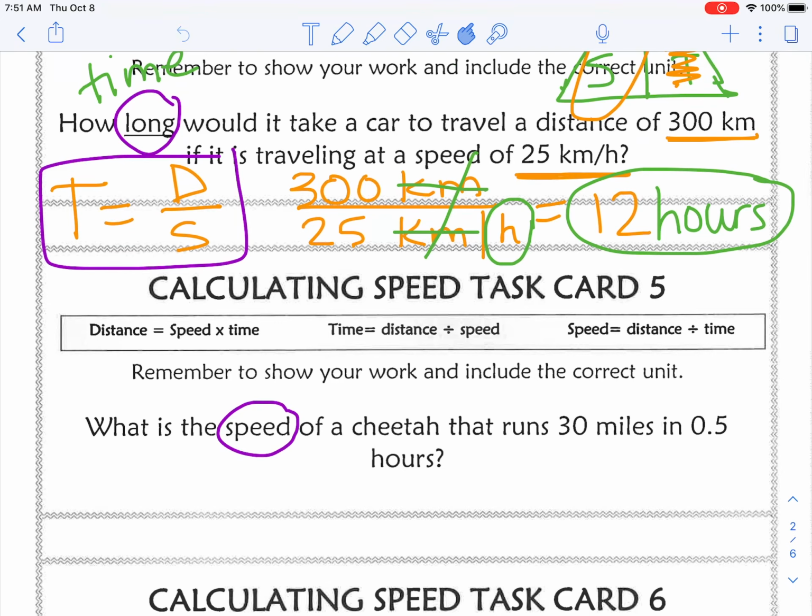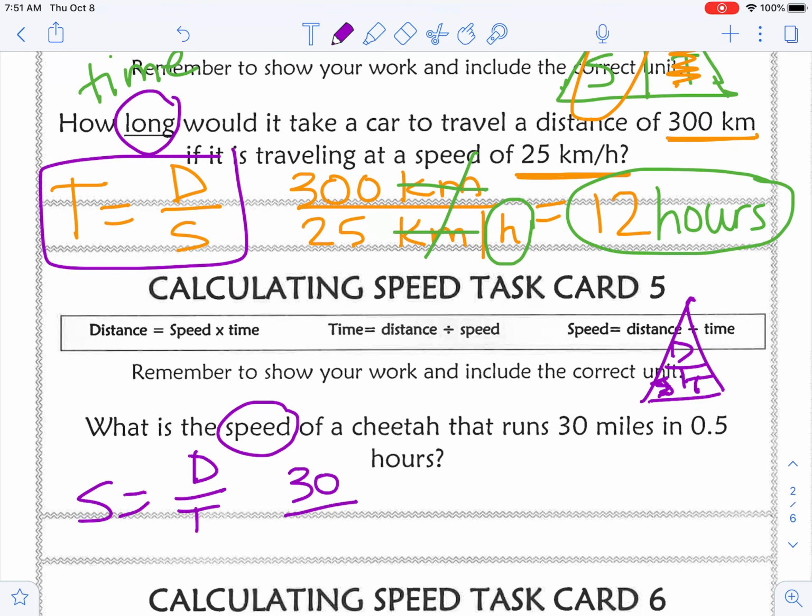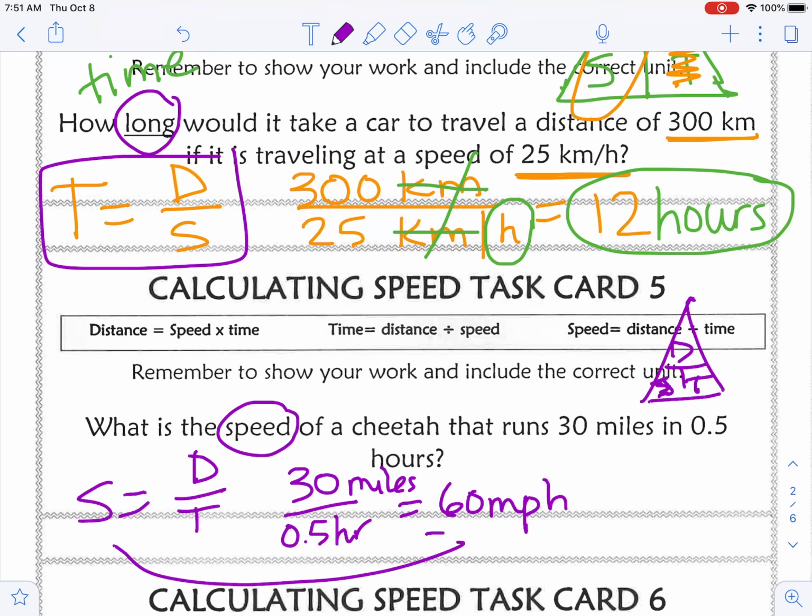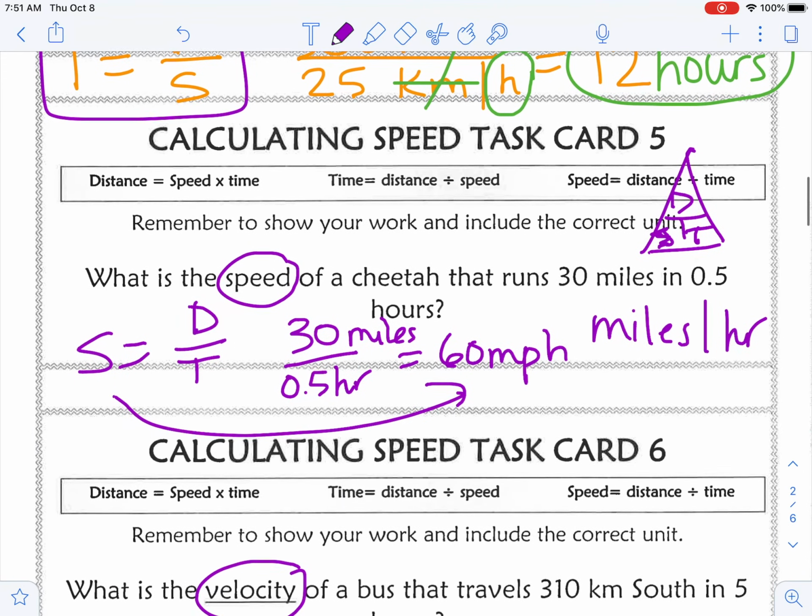I'm going to write my triangle. Distance, speed, time. So what am I trying to find out? I'm trying to find out speed. So speed equals distance divided by time. My distance is 30 miles. My time is 0.5 hours. 30 divided by 0.5 equals 60 miles per hour.